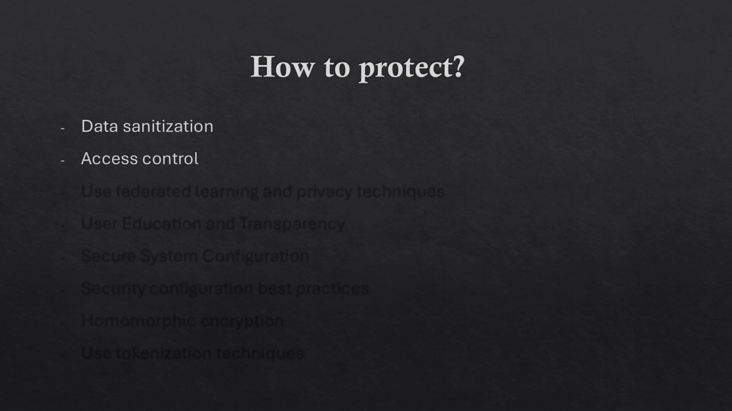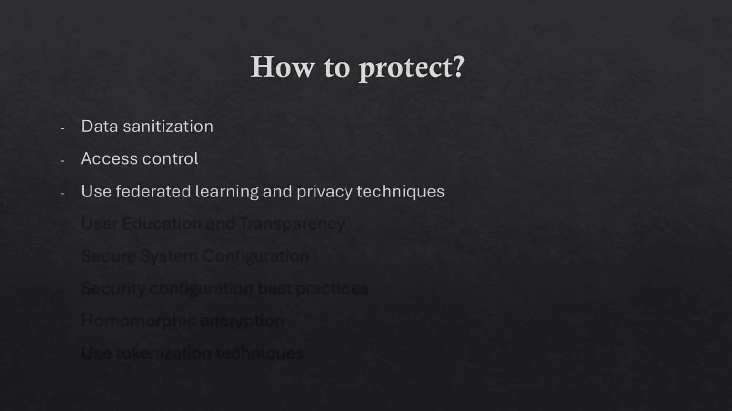Access control. Apply the principle of least privilege. Grant the model only the minimal access required to perform its tasks. Restrict the model's ability to query or interact with external data sources unless explicitly needed. Additionally, tag external data to distinguish untrusted sources and apply different levels of scrutiny to them.